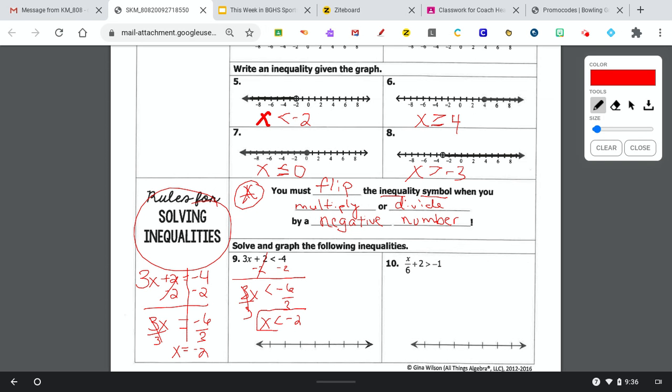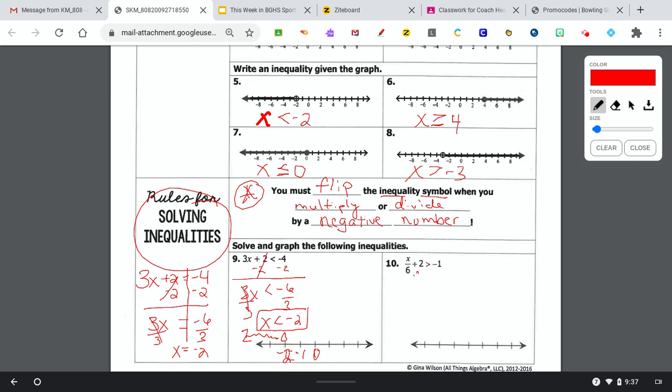So now I take this and I graph it. Okay, so if I put 0, -1, -2, okay, it's an open circle on -2. It's going to the left. Okay, and so now I just graphed it. Okay, let's look at number 10.